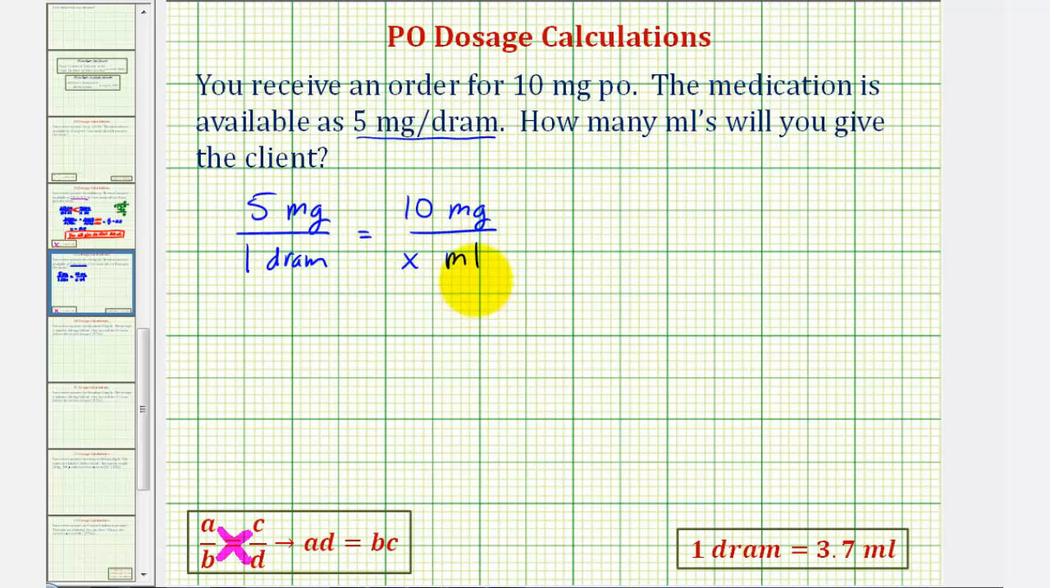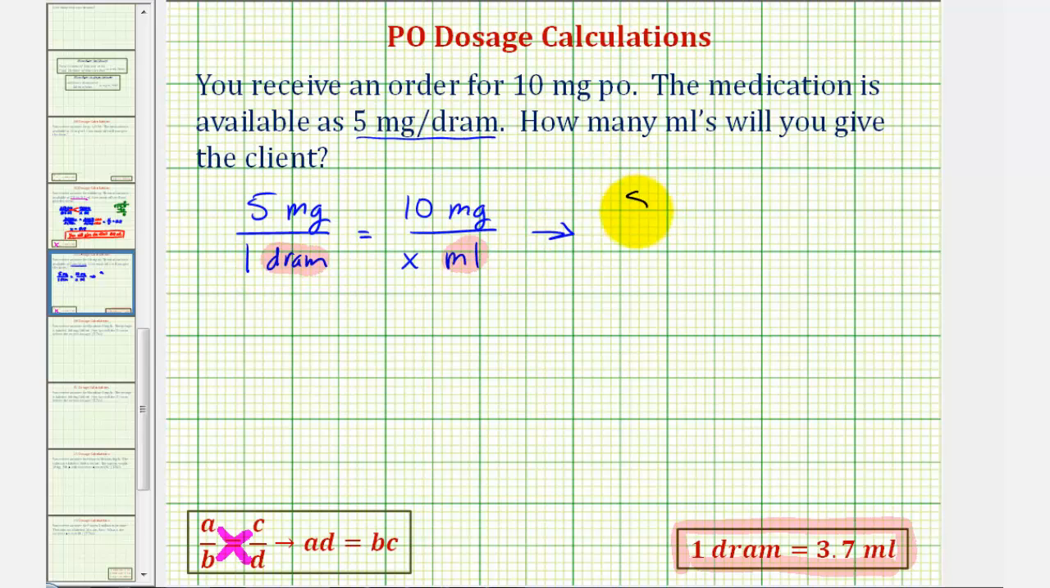But now I need to be careful here because looking at the bottom, notice how the units are not the same. Here we have drams and here we have milliliters. So before we cross multiply and solve for X, we have to either convert drams to milliliters or milliliters to drams. But this conversion is very straightforward. We can use the conversion that 1 dram is equal to 3.7 milliliters. So we'll substitute 3.7 milliliters for this dram, and then we can cross multiply and solve for X.